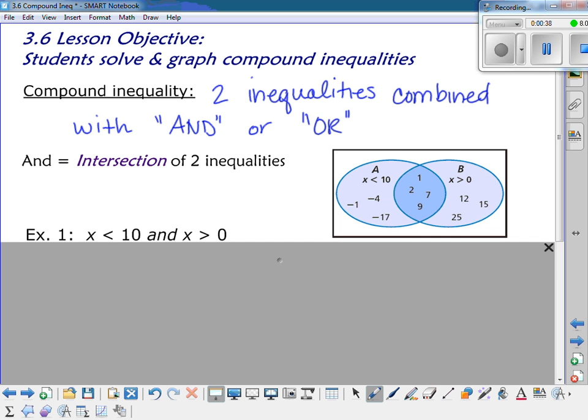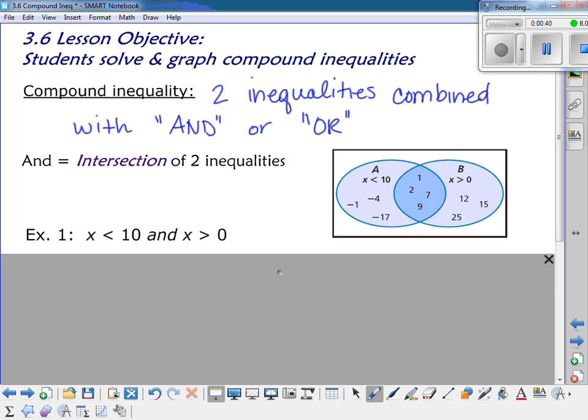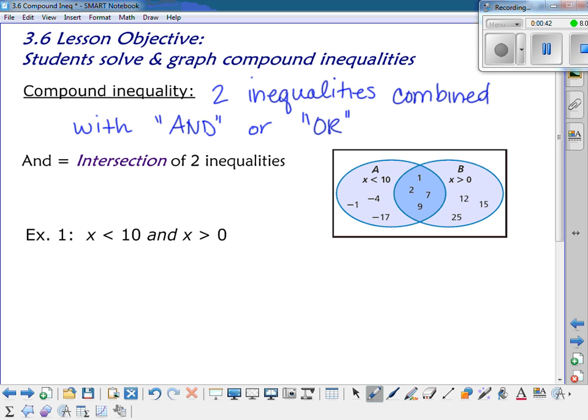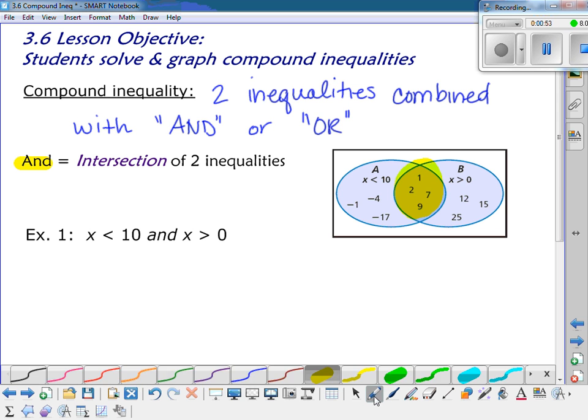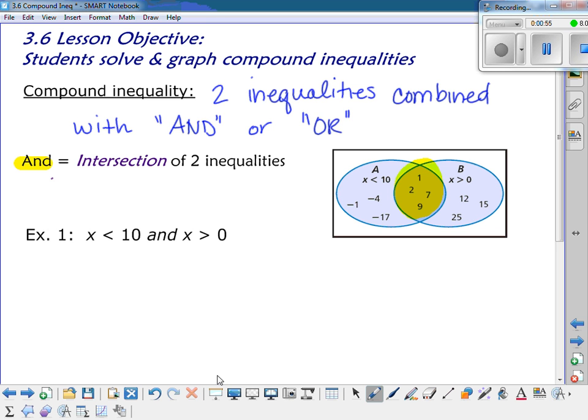So the first one we're going to talk about is the kind that have the word and in them. If it's and, it's an intersection of two inequalities. It's where they overlap. So they overlap, and it must be true for both of them. Both must be true.